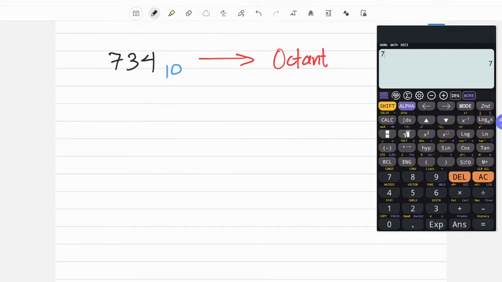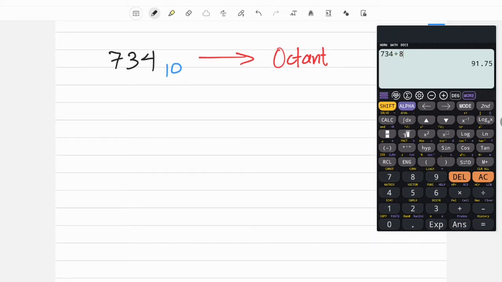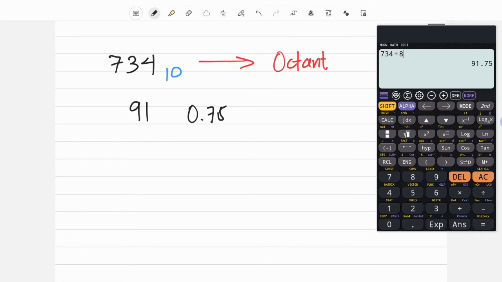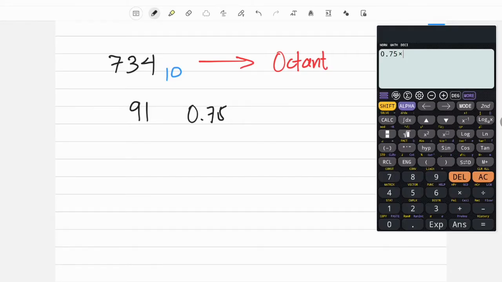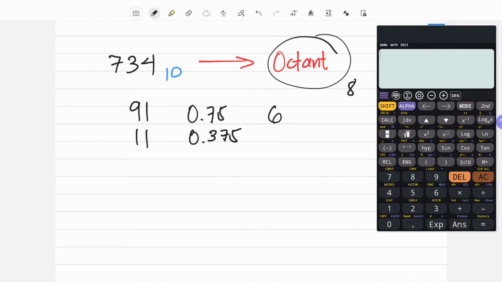734 divided by 8 gives an answer of 91, and take note of the decimal, 0.75. To get the remainder, we multiply 0.75 by the base we are converting to, which is 8. So 0.75 times 8, and your remainder is 6. Next is 91 divided by 8, that is 11, with a decimal of 0.375. The remainder in base 8 is 0.375 times 8, and that is 3.